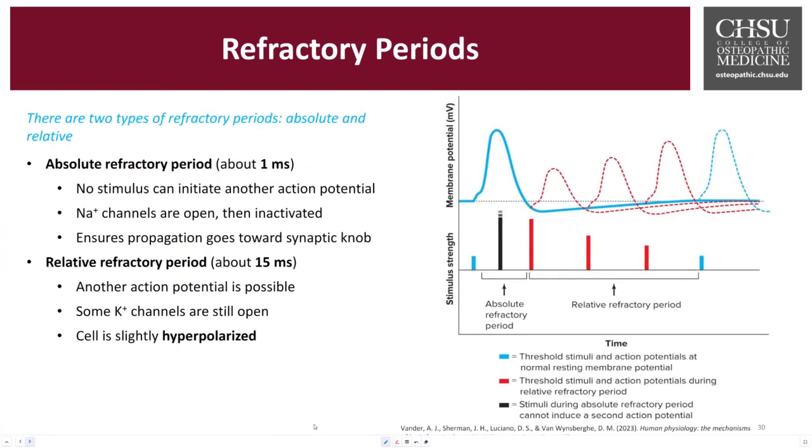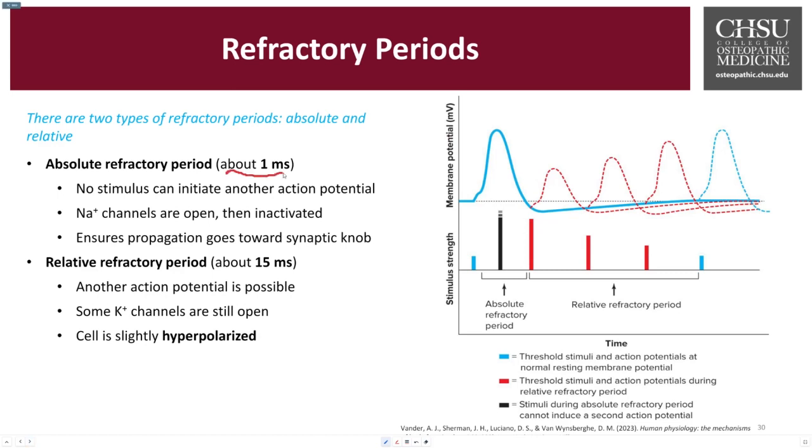The refractory period is a brief time period after the action potential has been initiated during which the axon is either incapable of generating another signal or requires a much greater amount of stimulation to fire. The absolute refractory period is about 1 millisecond.